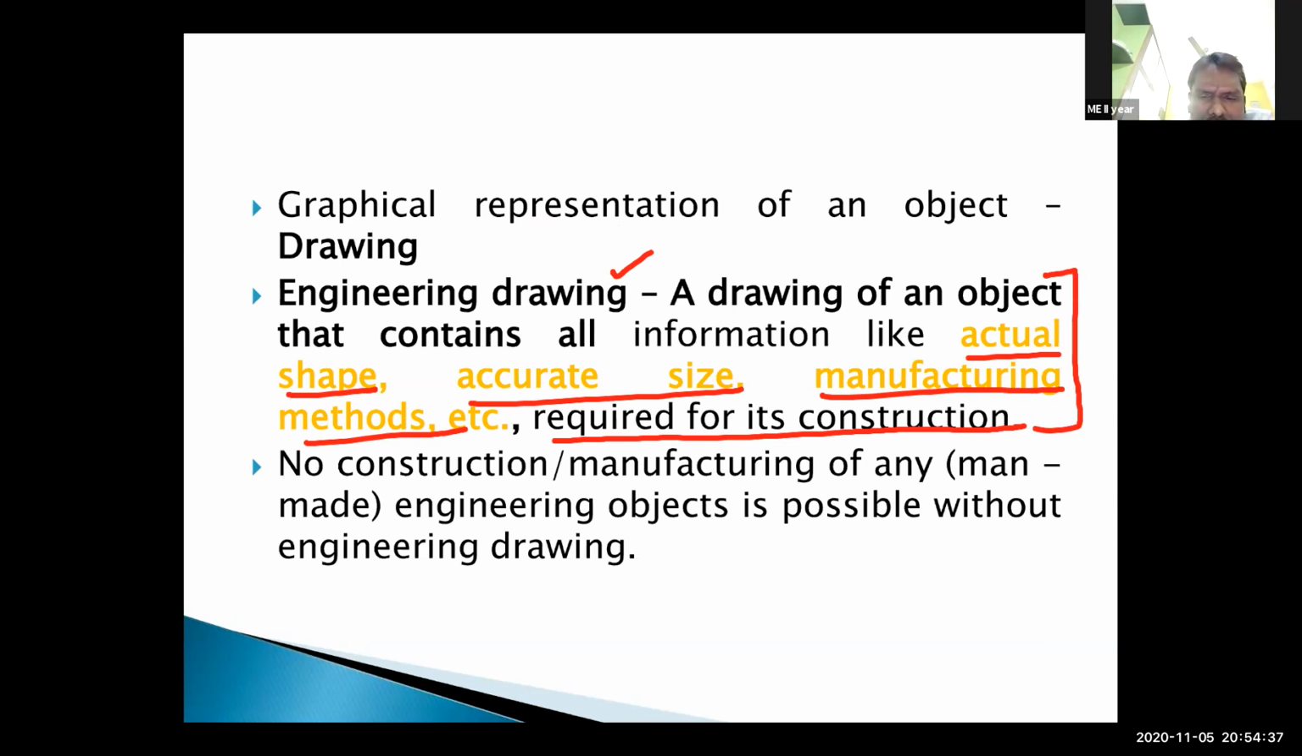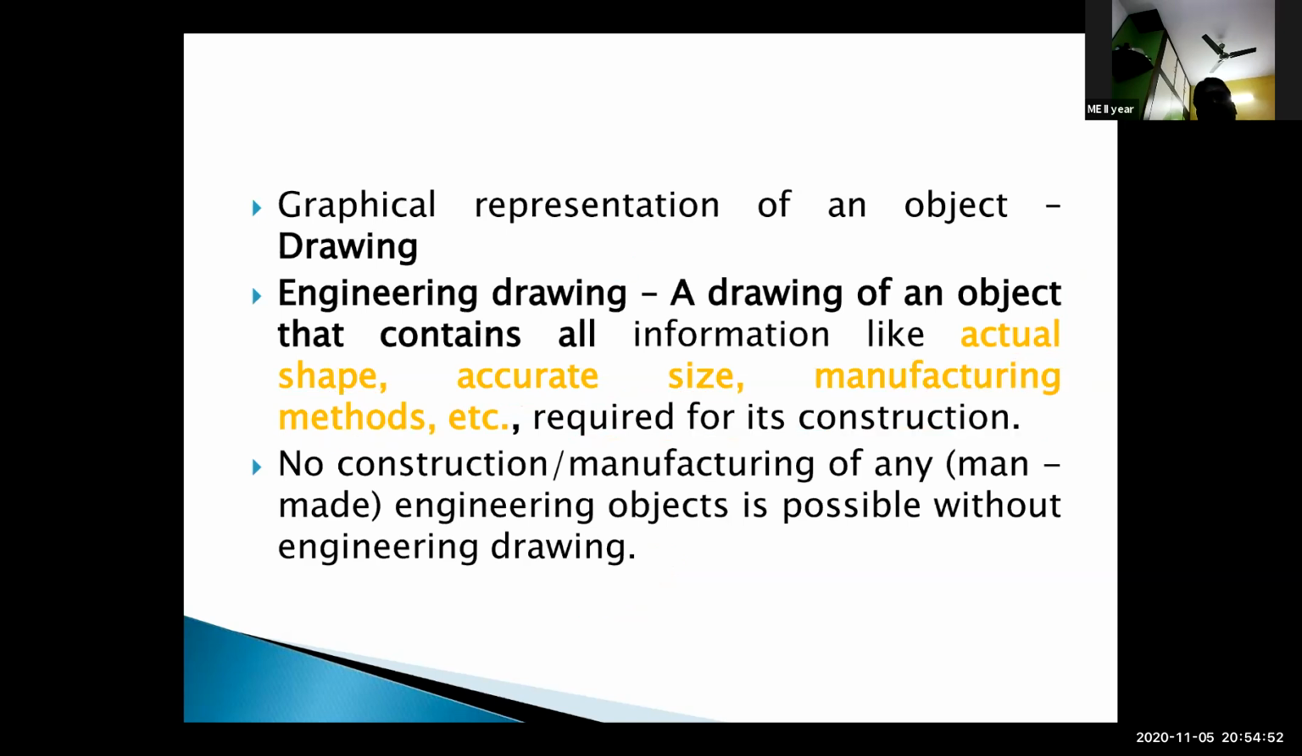Okay, so now we go to the next point. No construction or manufacturing of any engineering object is possible without engineering drawing. If engineering drawing is there, then only construction or manufacturing is possible. For any construction, we need an engineering drawing.